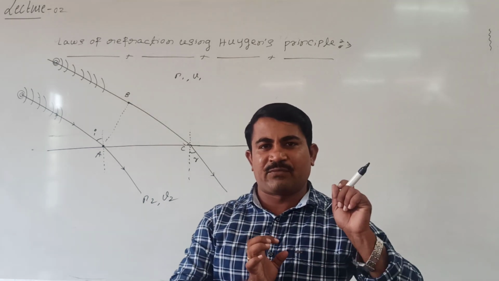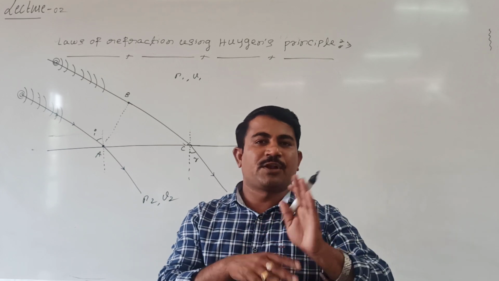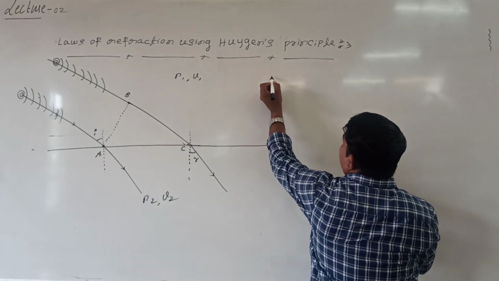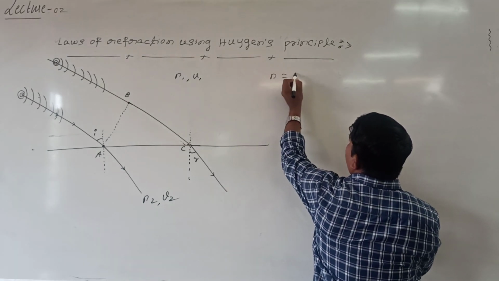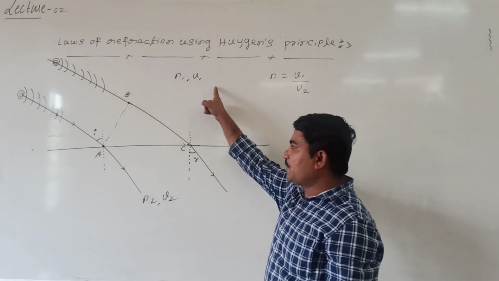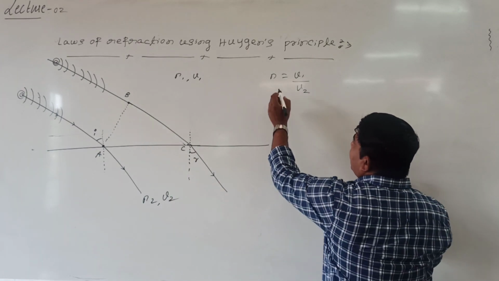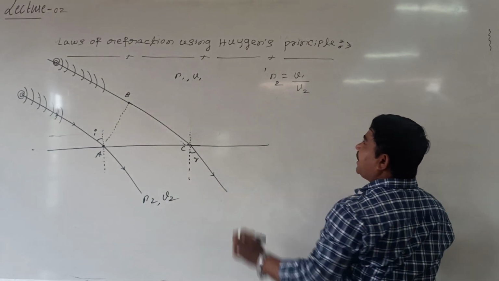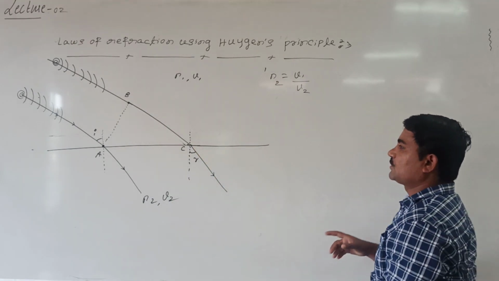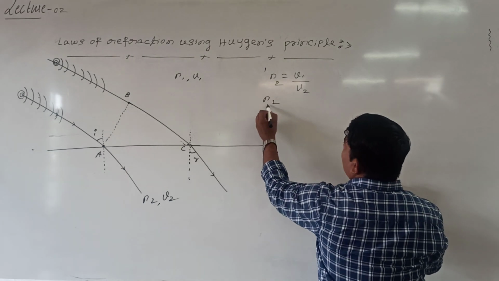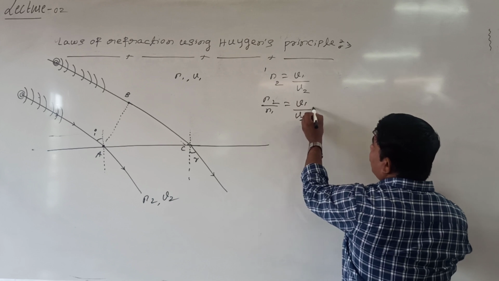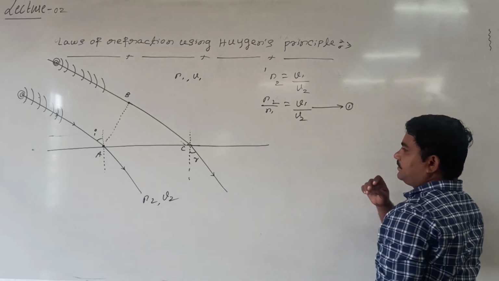How can I define the refractive index? I can define the refractive index in this way: the ratio of the speed of light in a medium. How to define it? The refractive index of a medium is nothing but what? The refractive index of the medium is the ratio of the speed of light in the medium. The refractive index of the second medium with respect to the first medium. So again, what can I write? N2 divided by N1 is equal to V1 divided by V2. Let us call this equation number 1.